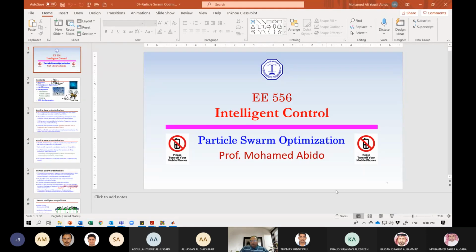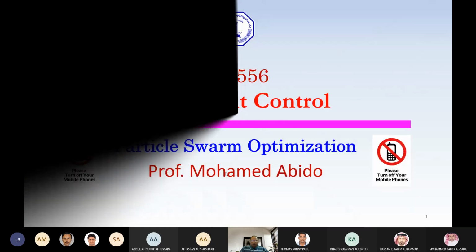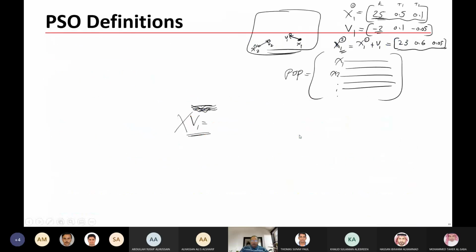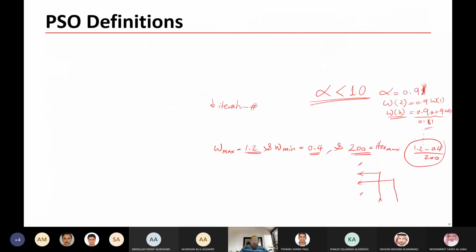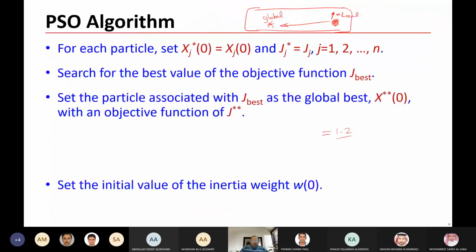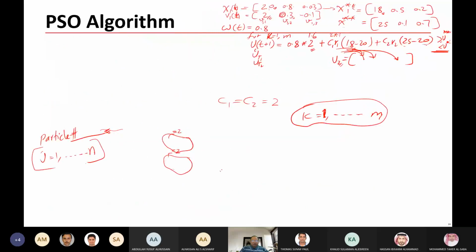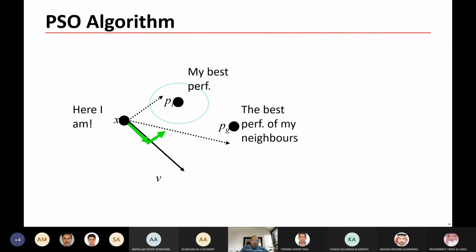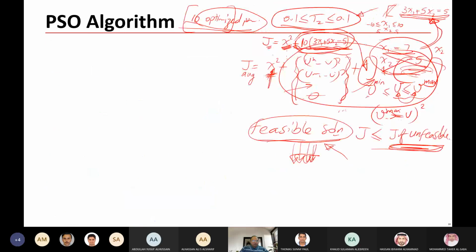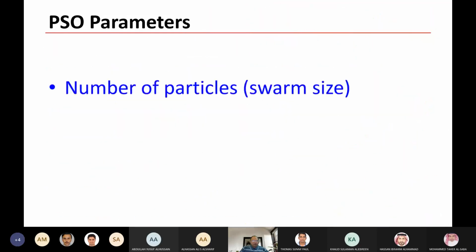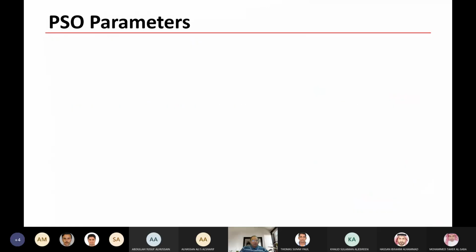Well, so I think we're almost done with the particle swarm. We covered all this, and the remaining is just 2-3 slides. We have the steps, all the steps we covered. We discussed all the steps, and probably this is the parameters.